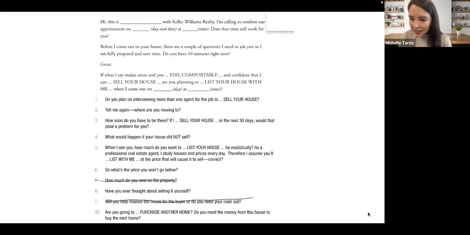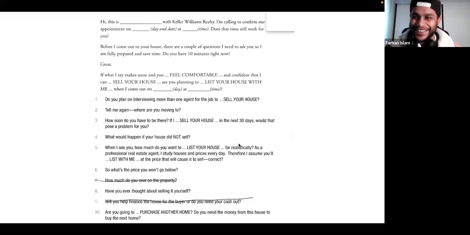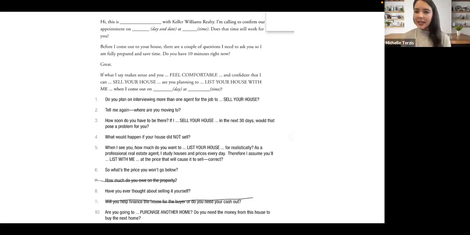And then someone who doesn't have their camera on, someone give me that last question there on the bottom. Or Farhan, now that you're free, number 10. Yes, I've been on calls with agents all day today. So are you going to purchase another home? Do you need the money from this house for your next home? Good. So just remember that downward spin and that pause.